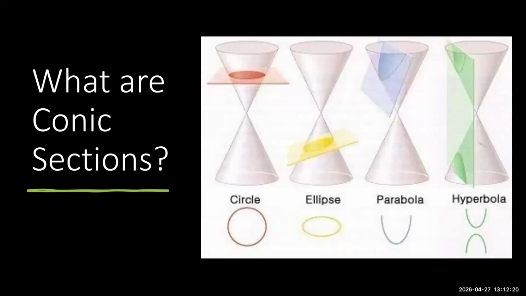And this picture probably better shows that. So circle in red, ellipse in yellow, blue parabola, and green hyperbola. So these are our four conic sections. We're going to spend one day for each of these. So today is circles, and we'll look at this picture each day we look at them.